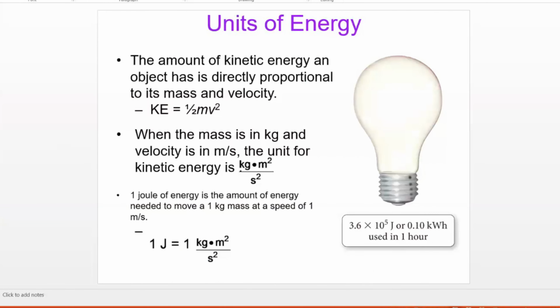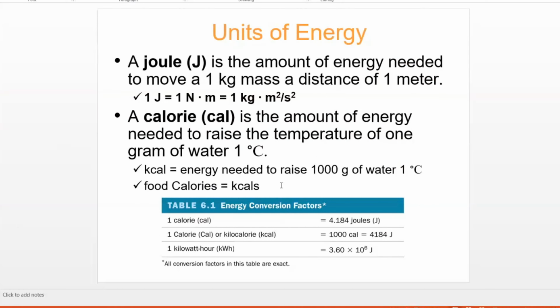Units of energy. We've seen the joule before, and a joule is 1 kilogram times meters squared per second squared, also 1/2 mv squared. But we also have another unit called the calorie, and a calorie is the amount of energy needed to raise the temperature of 1 gram of water by 1 degree Celsius. So it's a standardized unit, and a joule is the amount of energy needed to move 1 kilogram 1 meter. So we also have another unit of calories. We're familiar with calories based on food. This calorie is actually different than the calorie needed to raise the temperature of 1 gram of water by 1 degree.